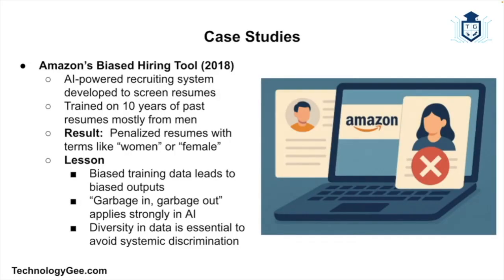So we have Amazon's biased hiring tool. In 2018, Amazon had to scrap an AI-powered recruiting tool because it was biased against women. The model had been trained on resumes submitted over a 10-year period, most of which came from men. And as a result, it penalized resumes that included words like women or female. So what was the lesson? Well, the lesson was garbage in, garbage out. Biased training data will create biased outcomes.